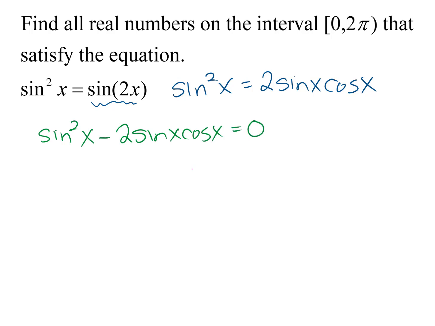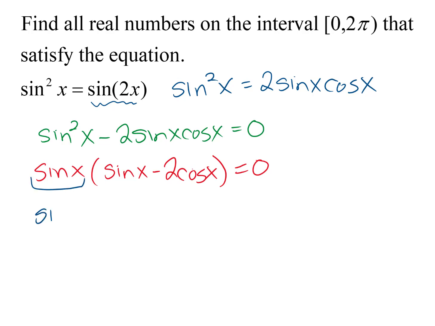Now I see that there's a sine x in each term, so I'm going to take the sine x and factor it out in front. That would leave me a sine x minus 2 cosine x equals 0. Now that I have it factored, I'm going to set the first factor equal to 0 and solve it.